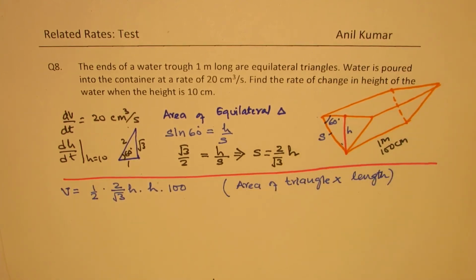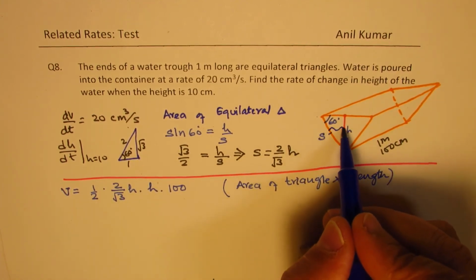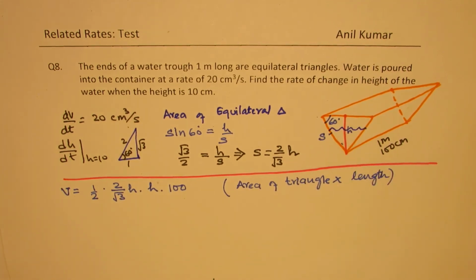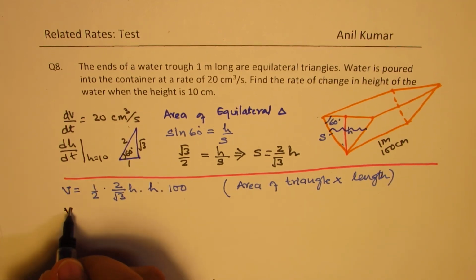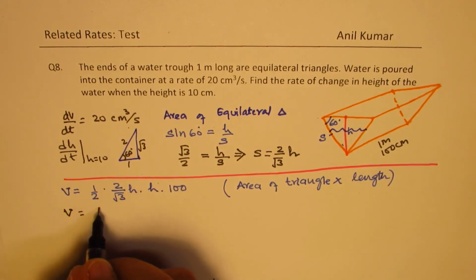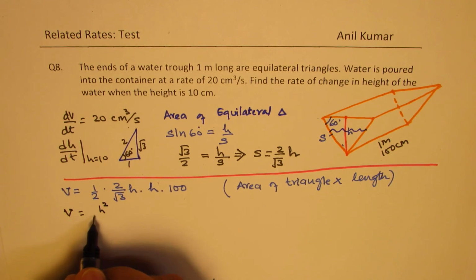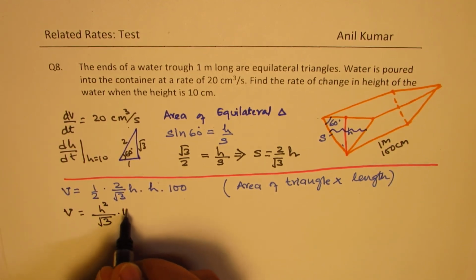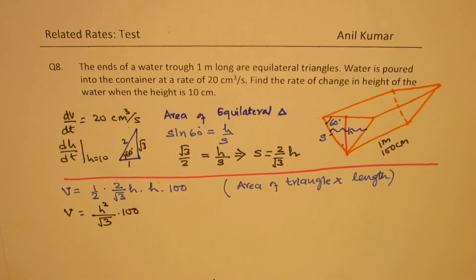So for any particular height h in general, that is going to be the relation, because it's going to be an equilateral triangle all the time, correct? So I hope this part is clear. So first thing is to get the volume. So this 2 and 2 cancel, and we have h square over square root 3 times 100. So that becomes the volume.